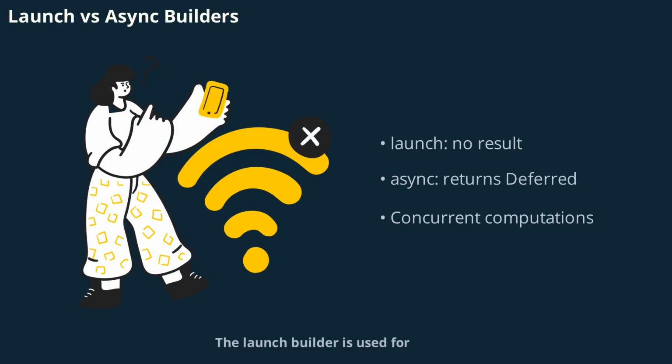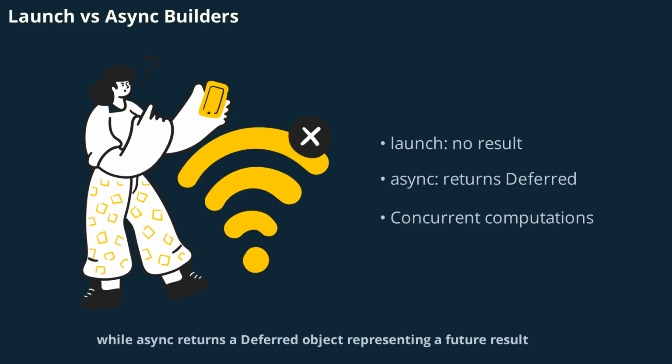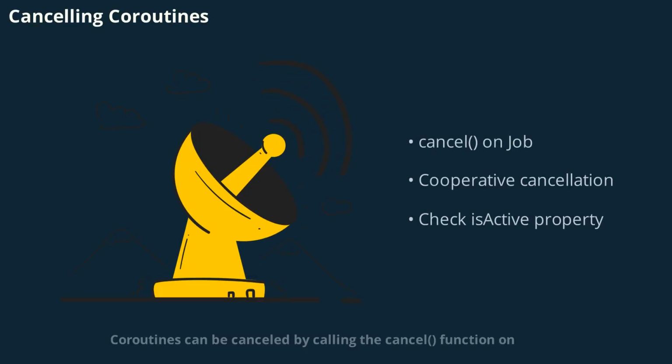The launch builder is used for fire-and-forget coroutines that don't return a result, while async returns a deferred object representing a future result. Async allows you to perform concurrent computations and retrieve results later, making it ideal for tasks that require a return value. Coroutines can be canceled by calling the cancel function on the corresponding job object or by canceling the associated coroutine scope.